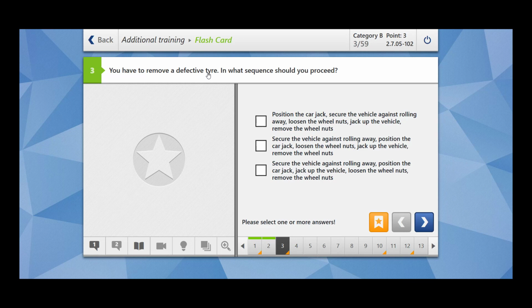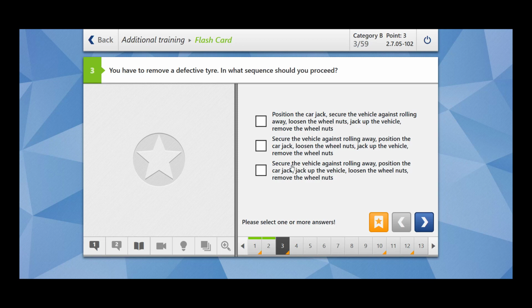You have to remove a defective tire. In what sequence should you proceed? I will give you a trick how to remember it. The first thing is, if you have to remove a defective tire, what is the first thing that you are going to do? You are going to secure your vehicle against rolling away. So the first hint is that the option always starts with secure the vehicle against rolling away.